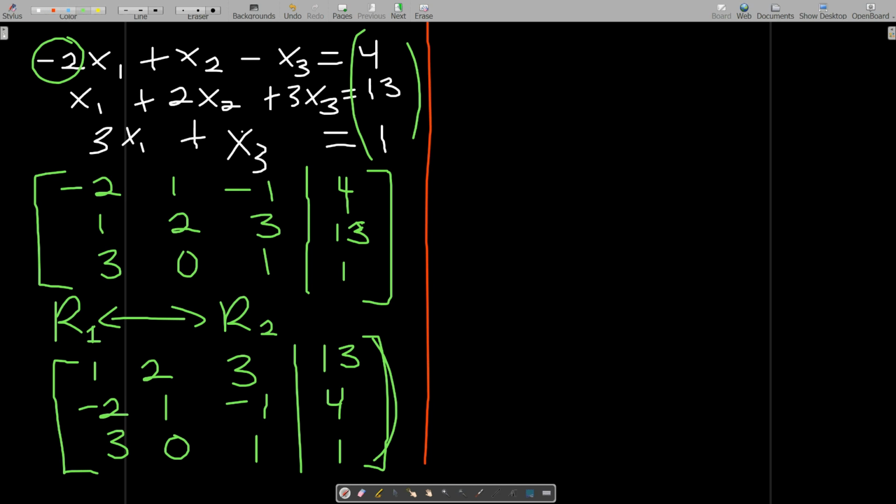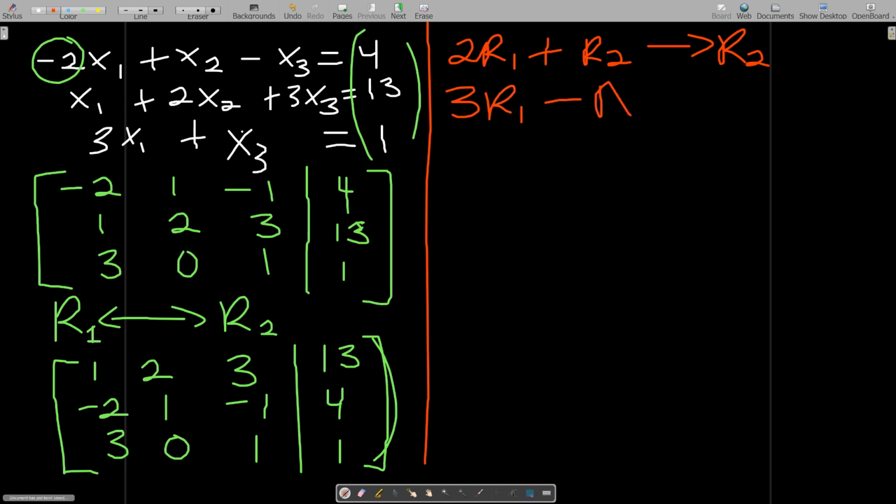Like we did in our first video, it should be something times row 1, because you reduce it based on these values. You stand on row 1 and make sure everything below the first entry in row 1 becomes 0. So we say 2 times row 1, because 2 times 1 is 2, plus row 2 should produce a new row 2. And looking at row 1 and row 3, we say 3 times row 1 minus row 3 should give us a new row 3.